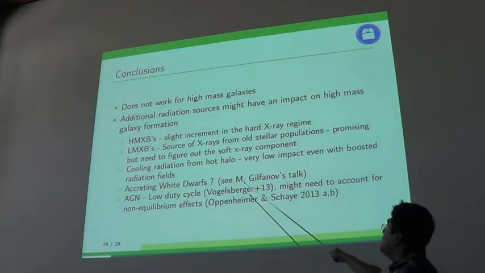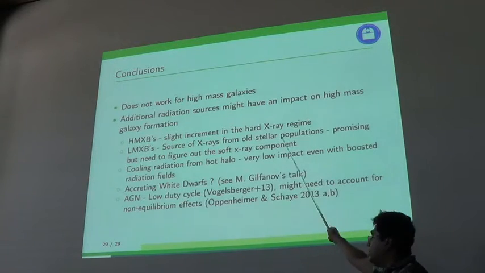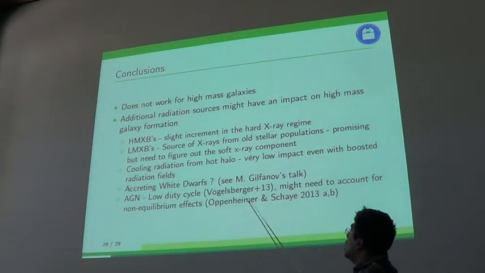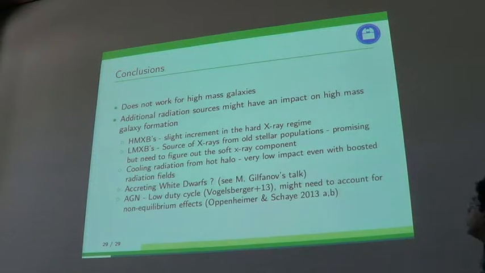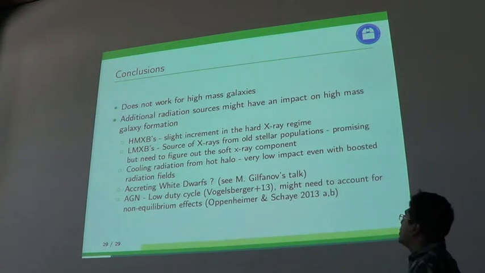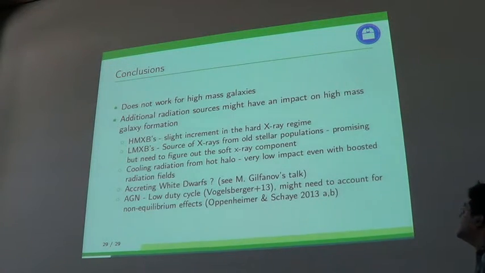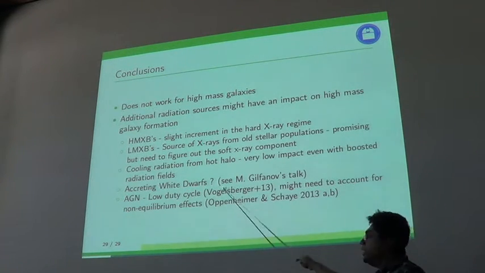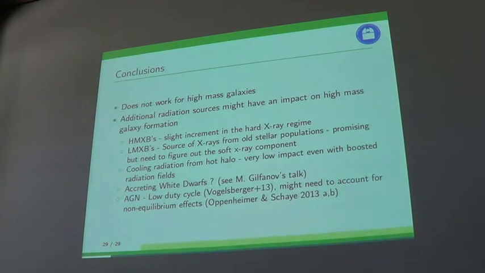High mass X-ray binaries, I have shown, are only a slight increment, so they might not work. Low mass X-ray binaries look promising, but we also need a soft X-ray component. Cooling radiation from a hot halo seems to have a very low impact even with boosted radiation fields, although I have to look further into this. Accreting white dwarfs, nobody knows.